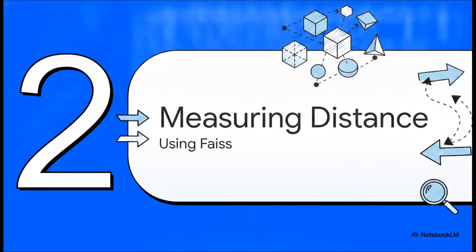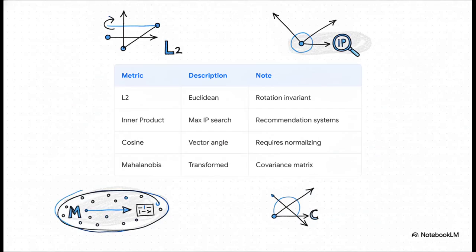Moving right along to part 2, measuring distance with Faiss. This is our baseline solution, looking at how Faiss fundamentally calculates the similarity between these vectors. And this brilliantly illustrates how different metrics actually measure that similarity. Faiss gives developers a full toolkit.